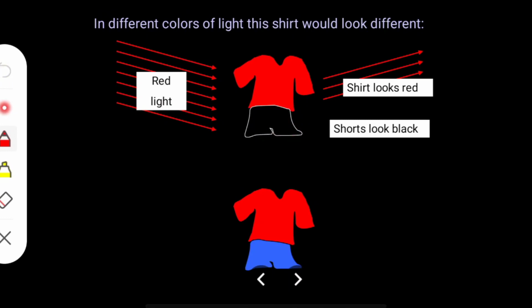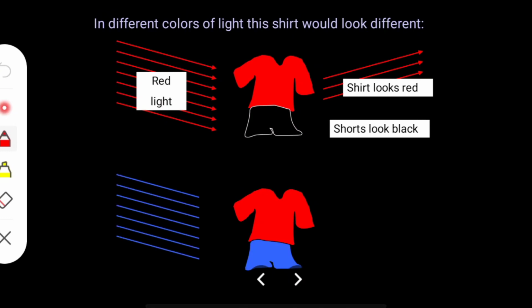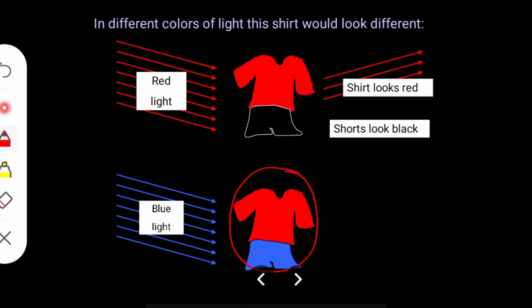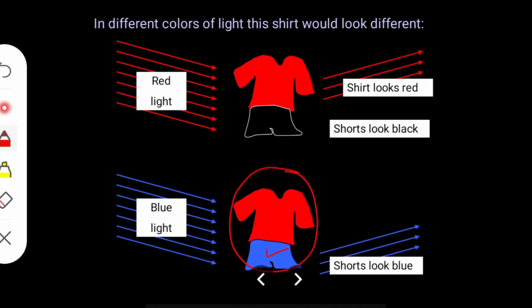Similarly, if blue light falls on this system, the objects are the same, a red t-shirt and blue shorts. After reflection, the shirt will look black and the short, which is blue, will look blue itself. Why? Because the falling light has no red color.